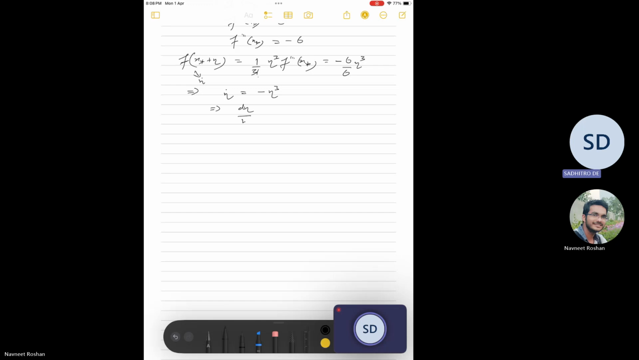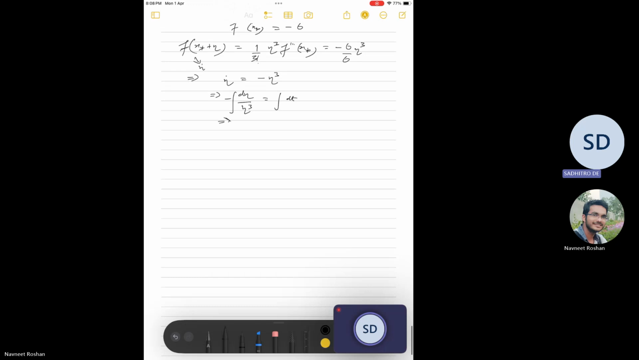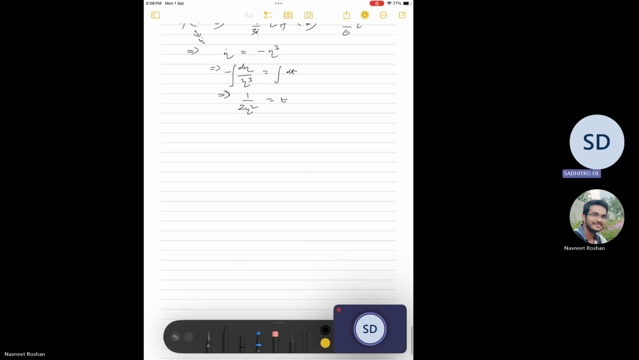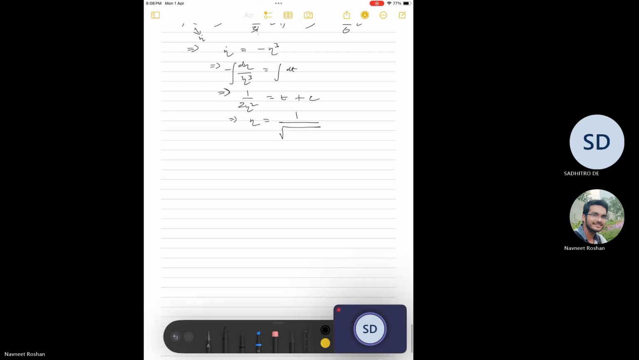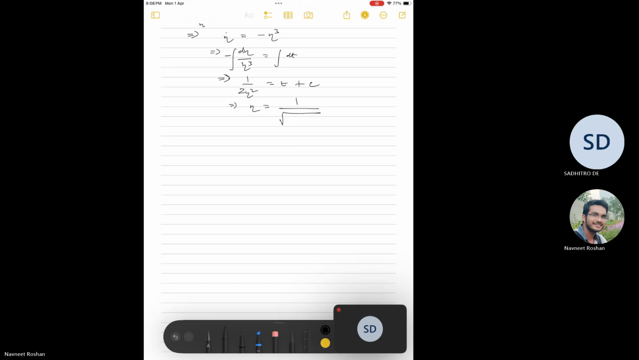d eta by eta cube is equal to dt. So this is basically 1 by 2 eta square is equal to t plus some constant c, or in other words, eta is equal to 1 by square root of 2 into t plus c.